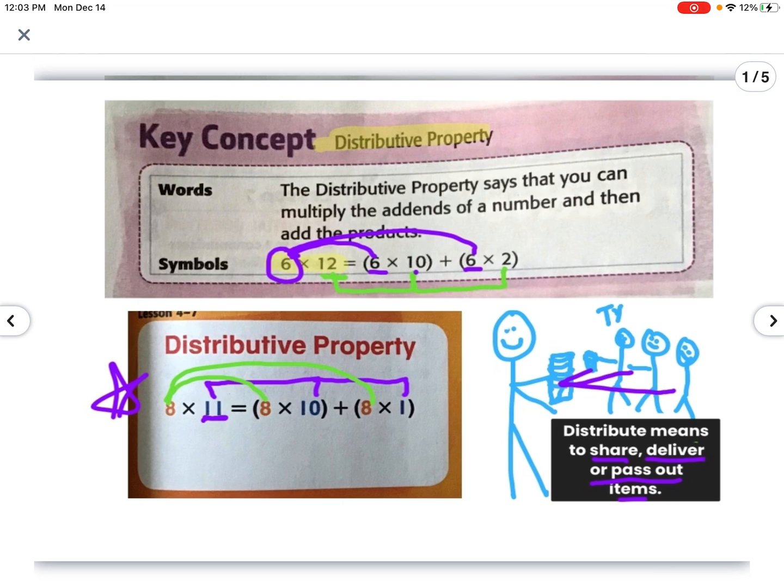So now when I find my answer, if I do 8 times 10, I'm going to write it directly under here. 8 times 10 is 80. And then I do what's in parentheses over here. 8 times 1 is 8. Now I bring down my plus sign. Now, 80 plus 8, my answer would be 88. And what you're going to notice when you do these problems with the distributive property is your answer is going to be in like an upside down triangle shape.